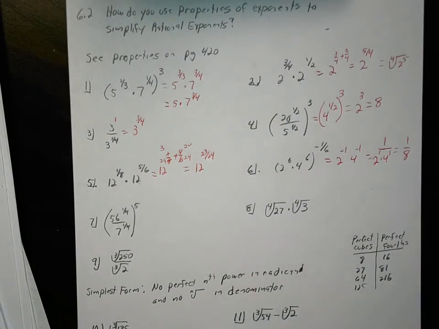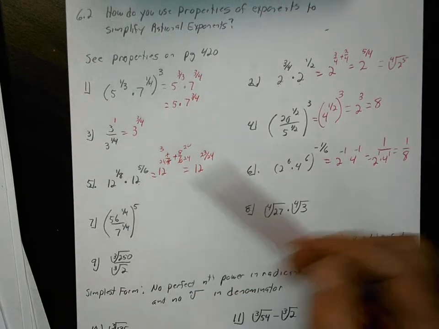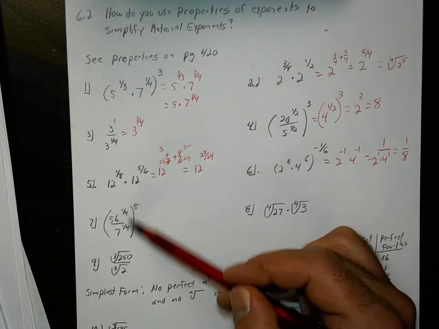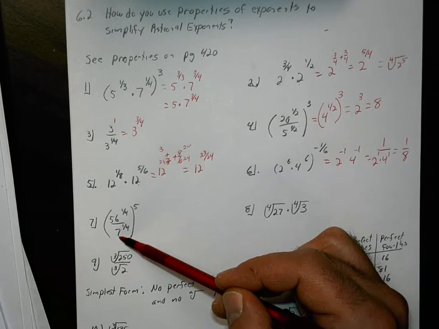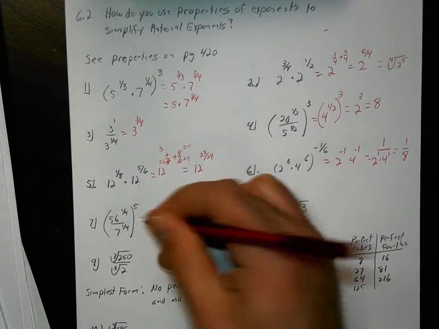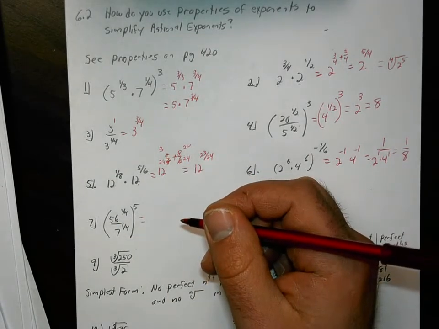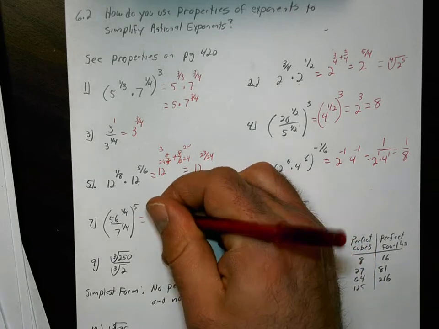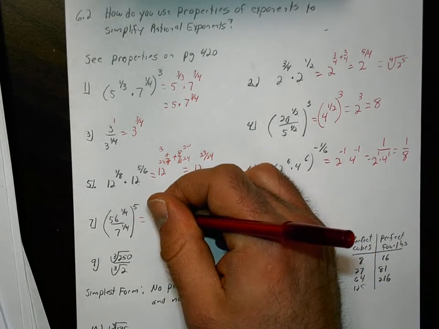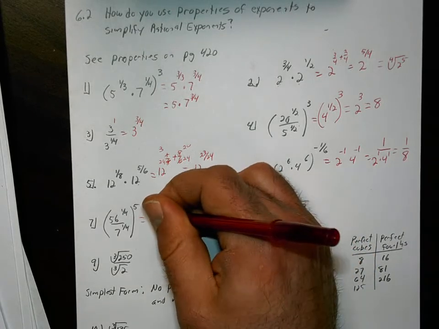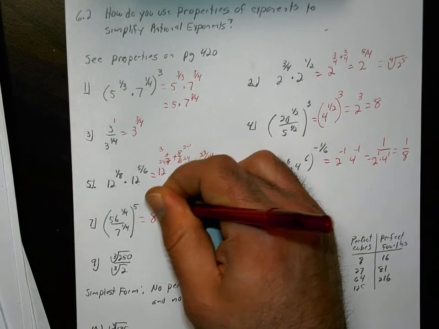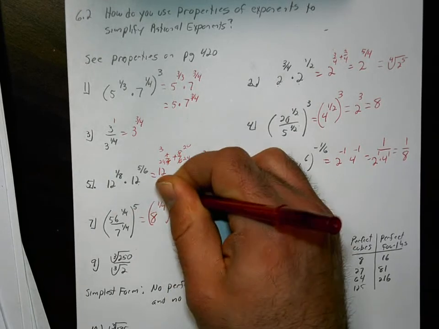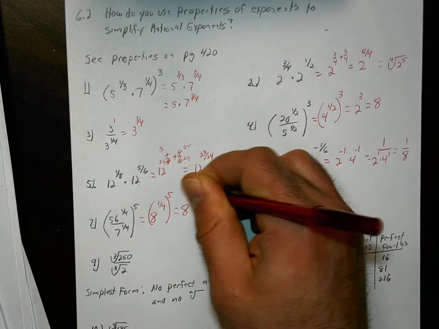Okay, number 7. Again, this is similar to number 4 up here. Our exponents are the same, so we can divide these. 56 divided by 7 is 8. So this is 8 to the 1/4 raised to the 5th power, which is 8 to the 5/4.